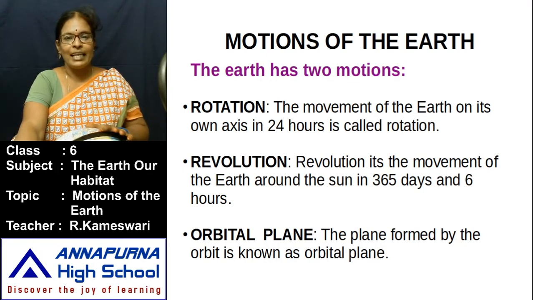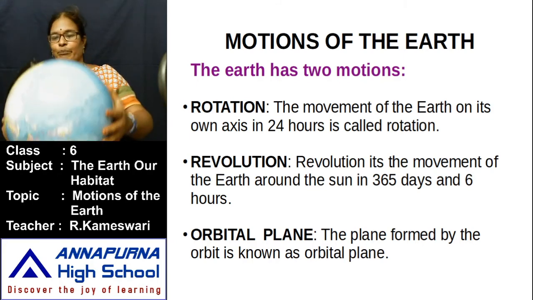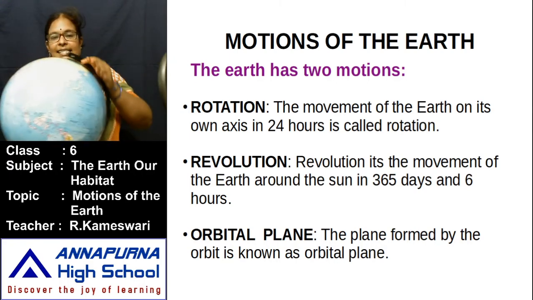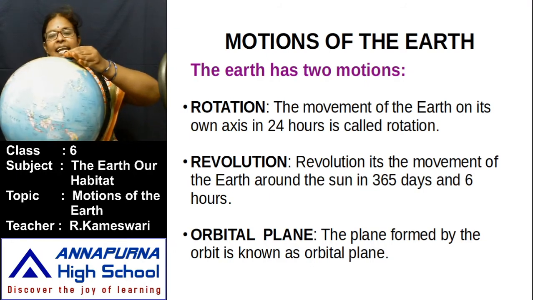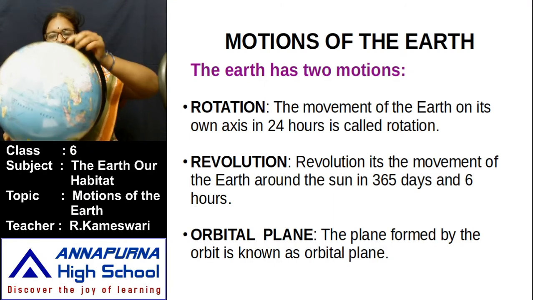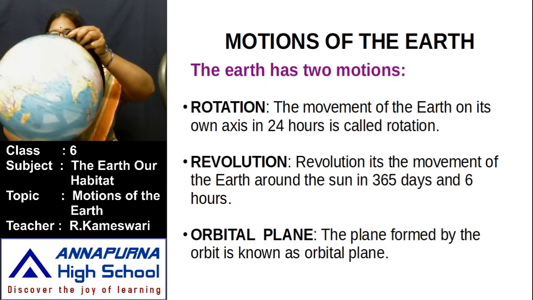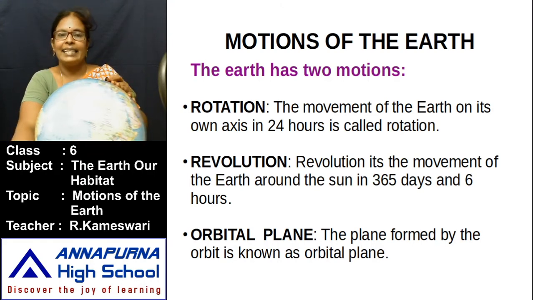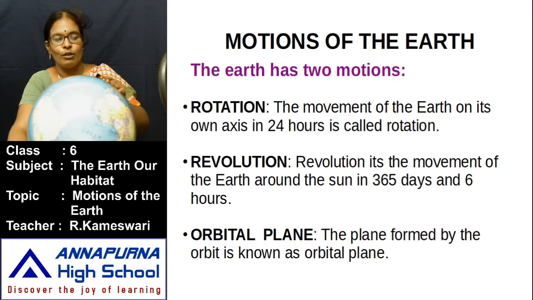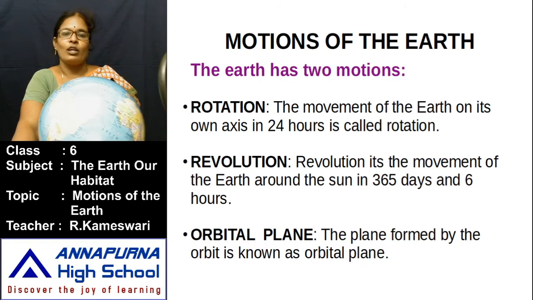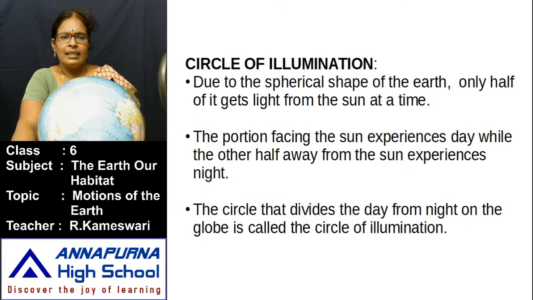Orbital plane. The plane formed by the orbit is known as the orbital plane. You see here, this globe rotates itself with the help of the axis. The axis is tilted at an angle of 23.5 degrees. It is not straight. If you cut the half globe, it divides the total 90 degrees angle. The total globe is divided into 4 equal parts. The center line is called the orbital plane. Okay, you see.